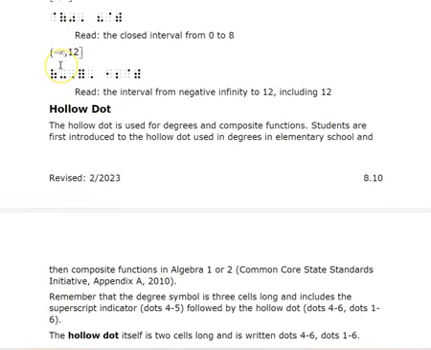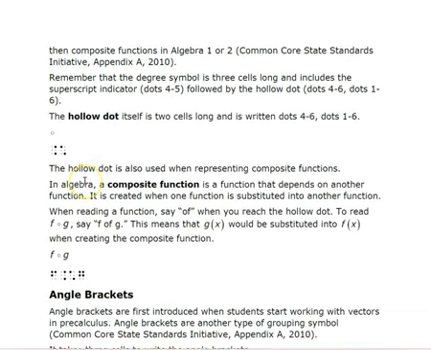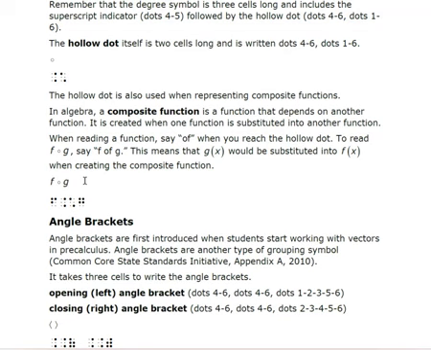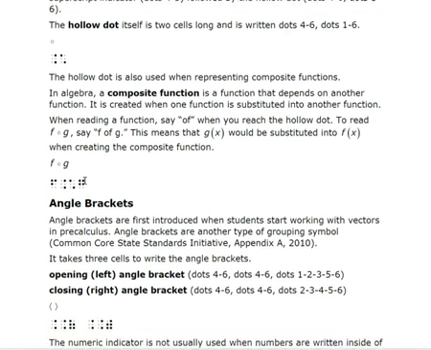We have the interval from negative infinity to 12, including 12. Okay, so we have a parentheses, a negative, the infinity sign, comma, which is dot 6, and I'm glad everybody's doing good with that. Then we have 12, and then we're closing a bracket, so it's 4 in width.